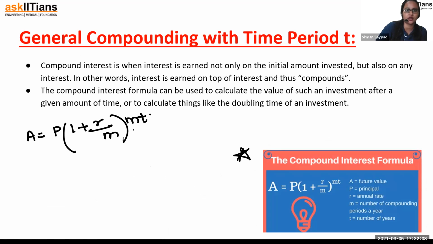Now here you have to get to know what M is over here. M is nothing but the number of compounding periods, or time. So whatever the number of compounding is, like how it is compounded and what the intervals of time may be, that is what M is over here.